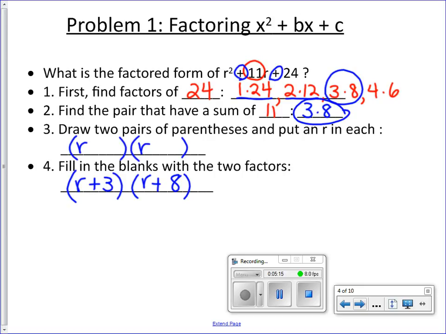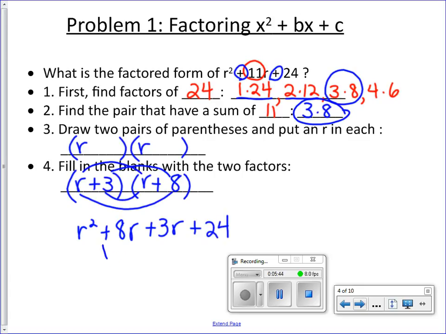Now, you can always check your factoring by using FOIL or the smiling sun, whatever you prefer to call it, and recognize that your first term, r times r, is r squared. Your outer term, r times 8, is 8r. Your inner term is 3r. And your last term, 3 times 8, is 24. And double check to make sure that outer and inner term add up to the 11r that you had in your original problem.